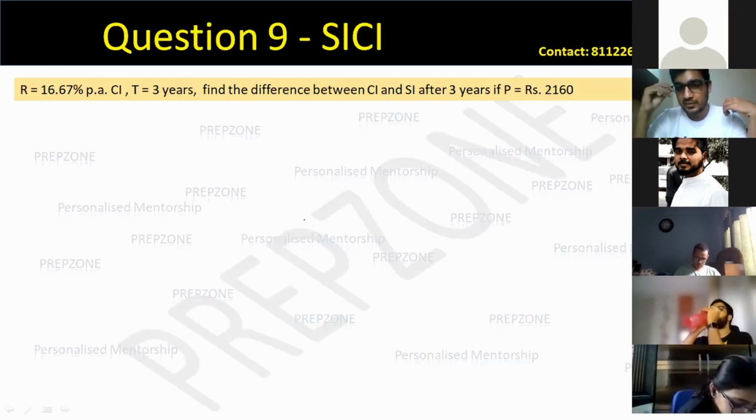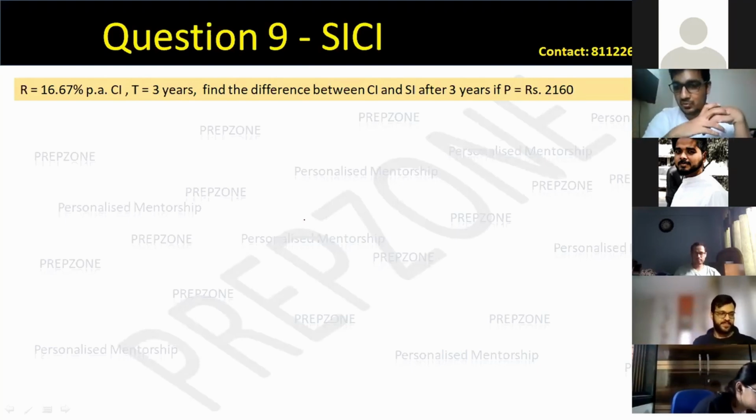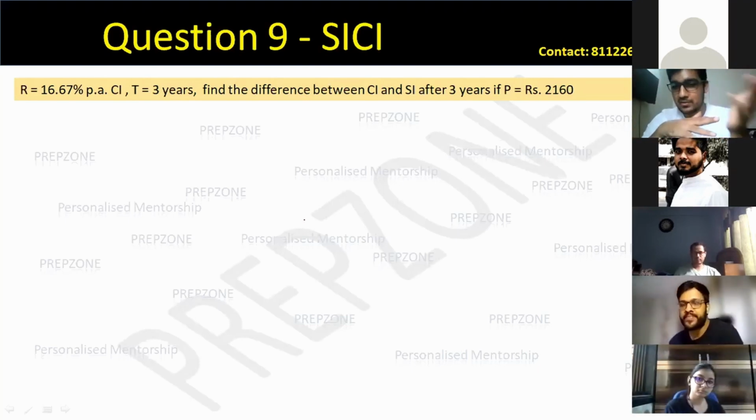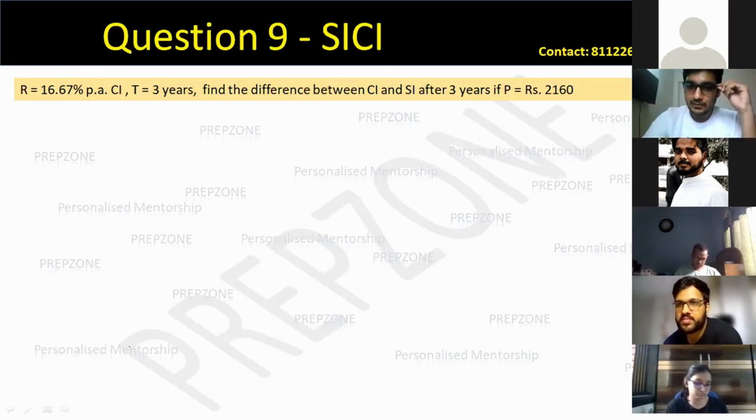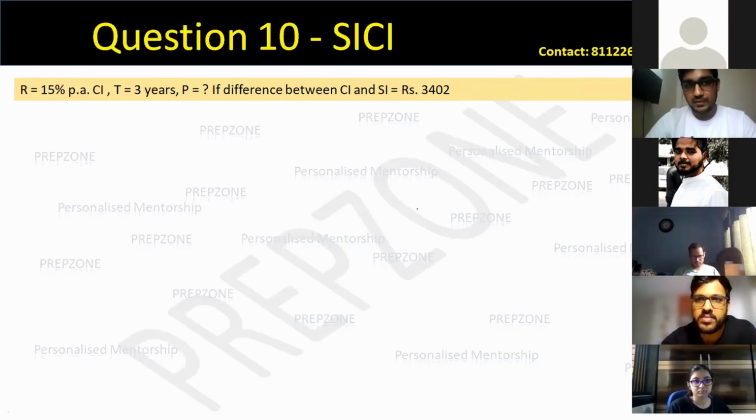Principal is given as 2160. So 1 unit is rupees 10. Difference between SI and CI after 3 years, we have just learned it is 3A plus 1. A was 6. So 3 into 6 plus 1, 19 units is the answer. 1 unit is rupees 10. So answer is 190. Done. This is the last question from this topic.